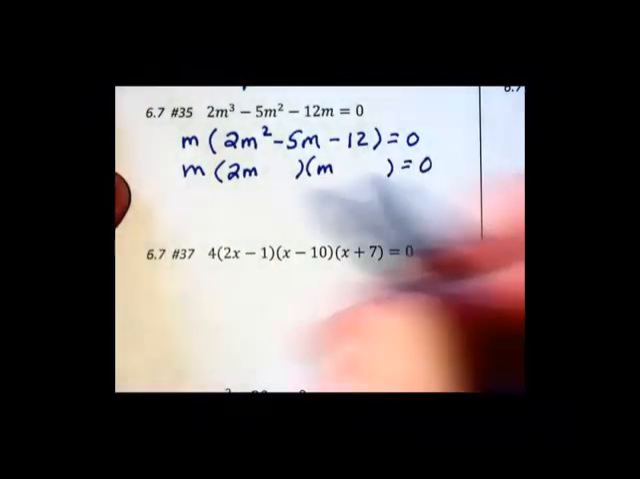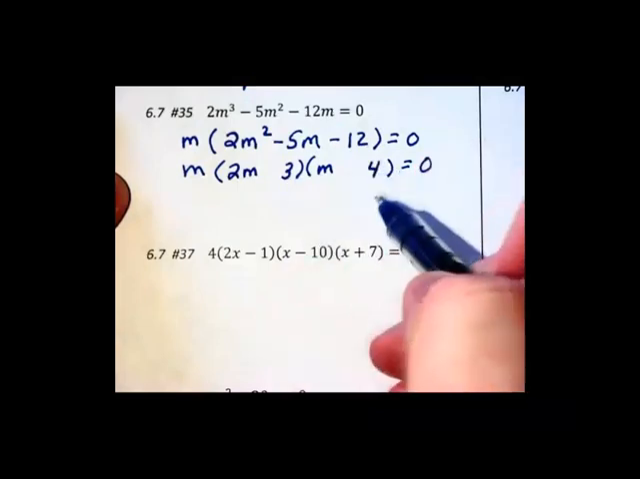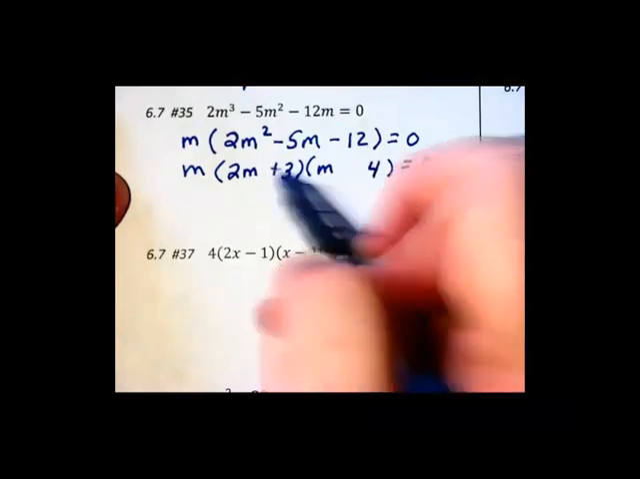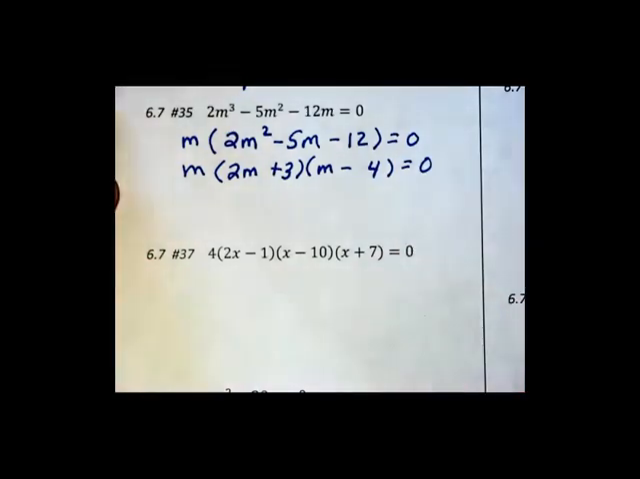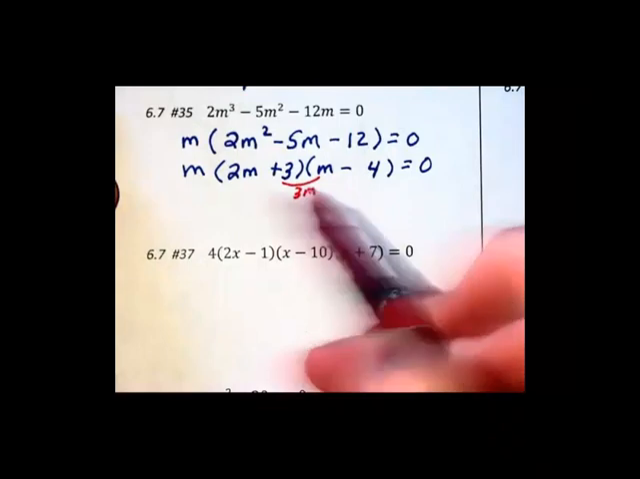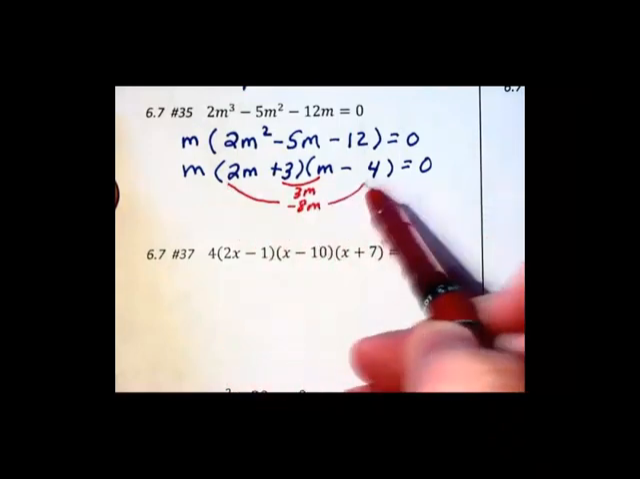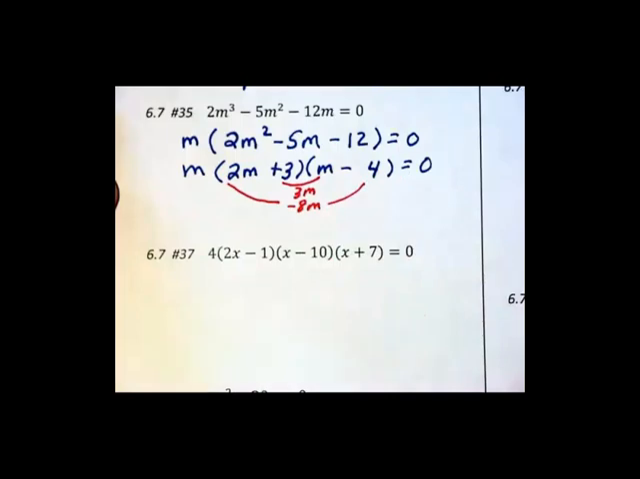Then we play with the numbers, and I see that 3 and 4 are going to work, especially if I have a positive 3 and a minus 4. Notice how in the center I have a 3m, and on the outer edges I'd have a minus 8m, and together those would make the minus 5.